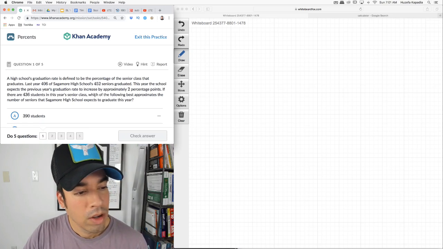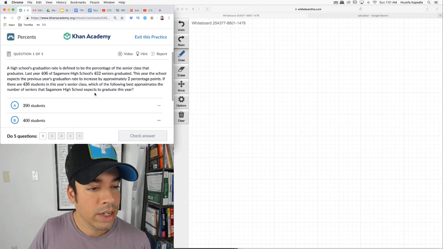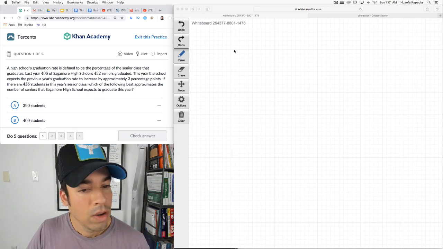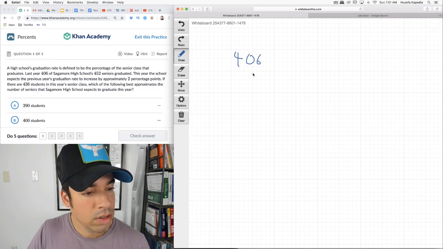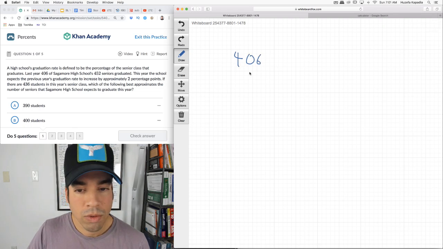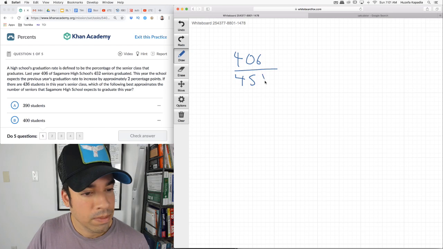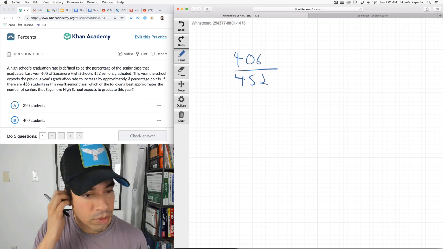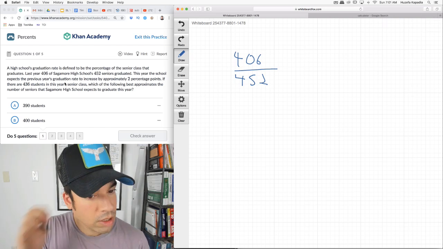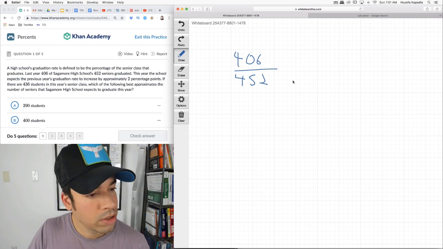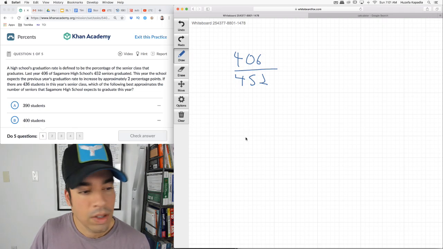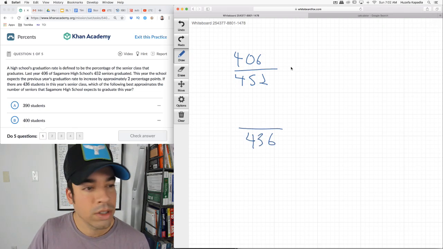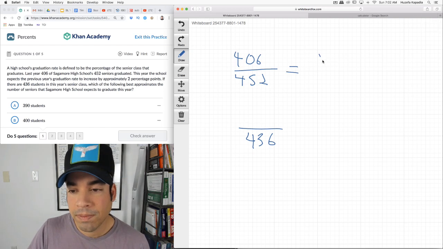So here we go. A high school student's graduation rate is defined to be the percentage of the senior class that graduates. Last year, 406 of the 452 graduated. This year, the school expects the previous year's graduation rate to increase by approximately 2 percentage points. If there are a total of, so first of all, let's calculate this percentage, and this is a calculator problem.